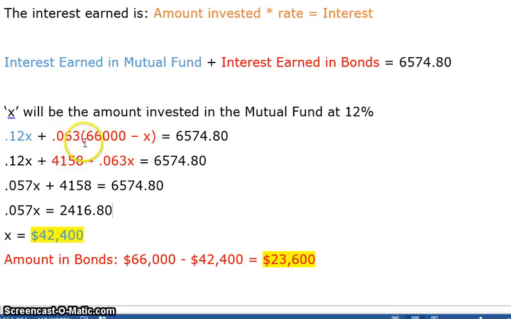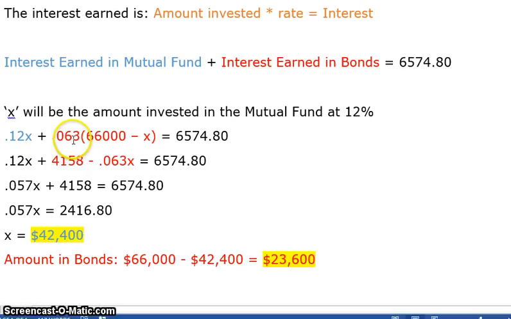And then for the bond, you're taking the amount invested, which we don't have a letter for, so we're going to use subtraction here. They have $66,000 total. Subtract how much they put in the mutual fund. That's how much they'll have left to put into the bonds. And multiply that by the interest rate, which for the bonds is 6.3%, which as a decimal is right there. And you add those two values together to get the total interest.